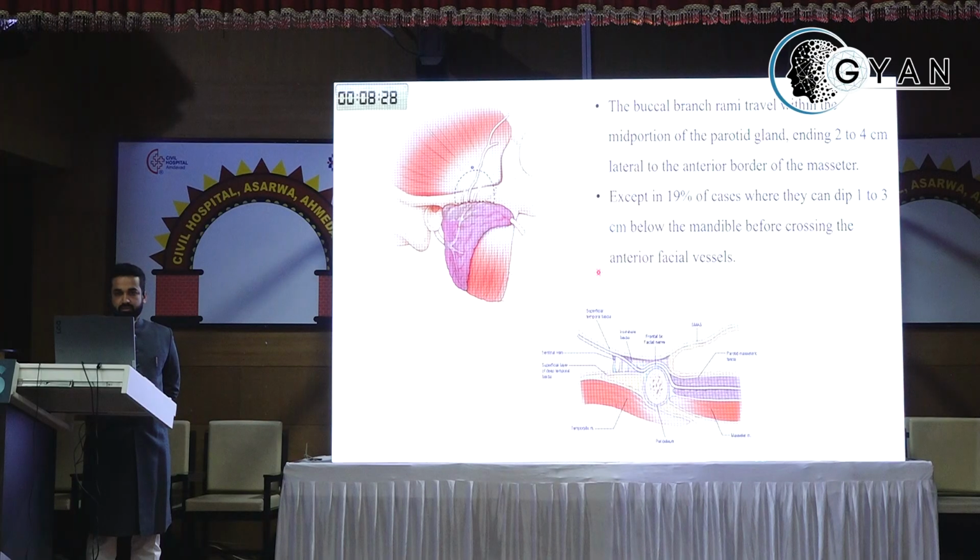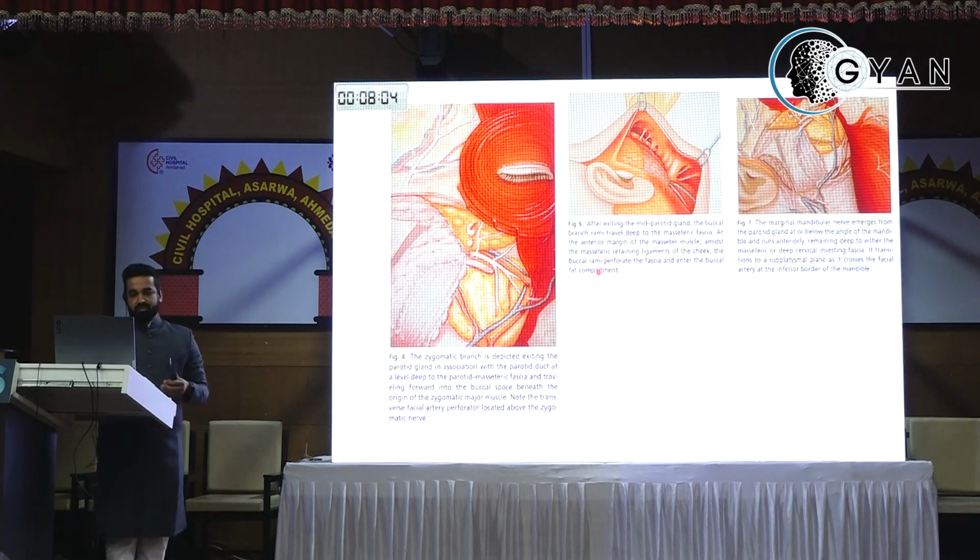So we're not getting into the branches of it. Just to say that the buccal branch rami travel within the mid portion of the parotid gland, 2 to 4 centimeter lateral to the anterior border of the masseter. So you have to be very cautious when you reach the anterior border, except in a few cases, 19% of the cases, where it dips down and crosses the anterior facial vessels. And hence you would see the zygomatic branch.